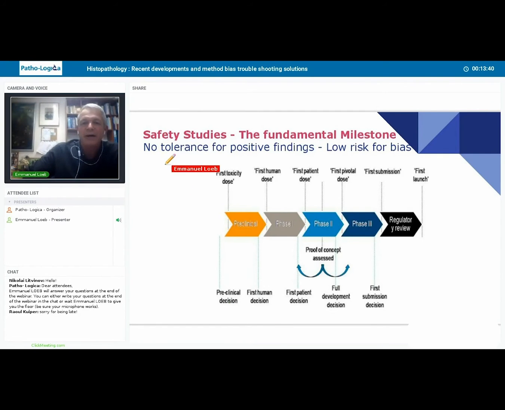Okay, so still in the context of bias, in safety studies, we have no tolerance for positive findings. We are working with drugs given in different concentrations, and actually, because of that, the risk of bias is quite low.